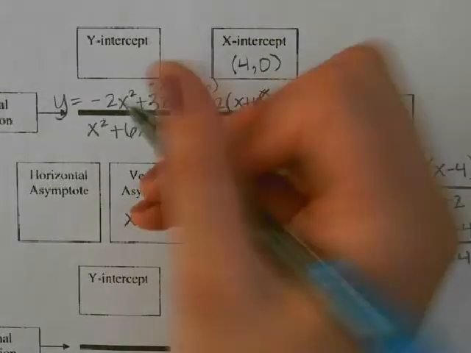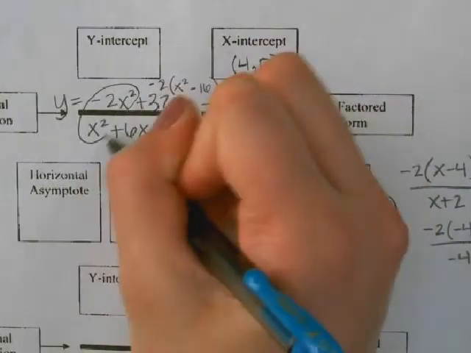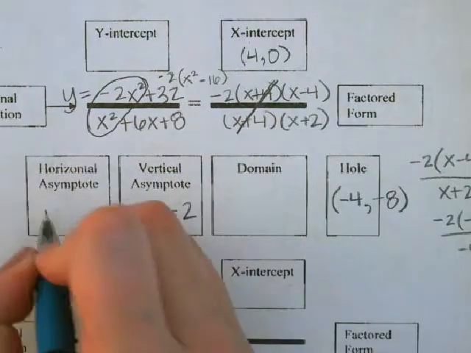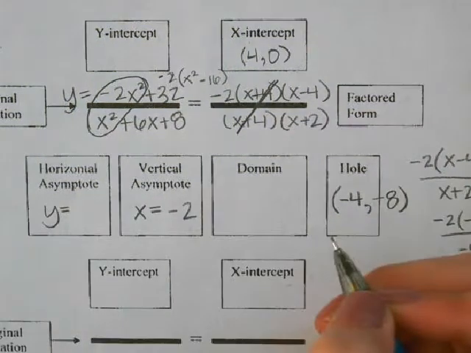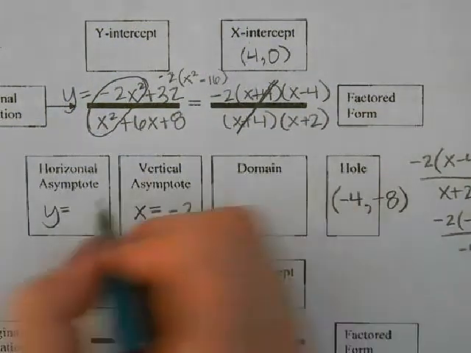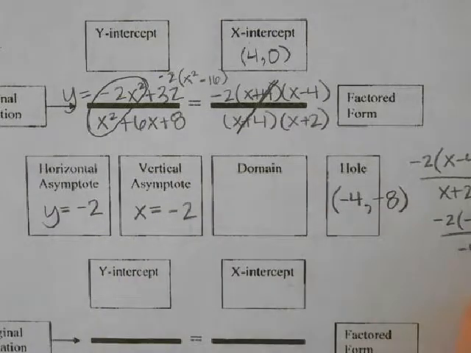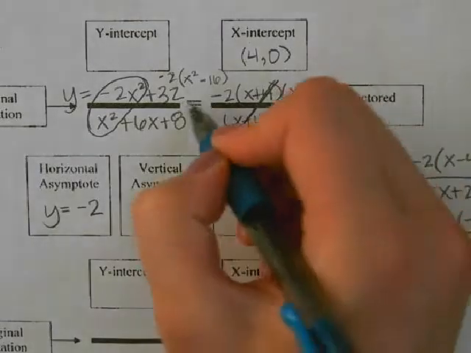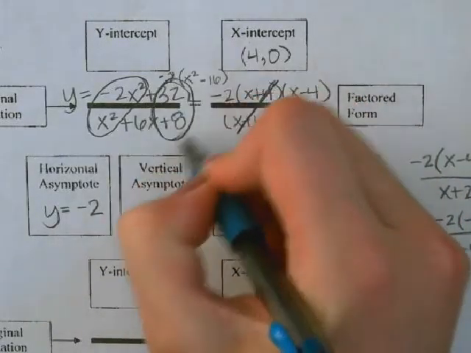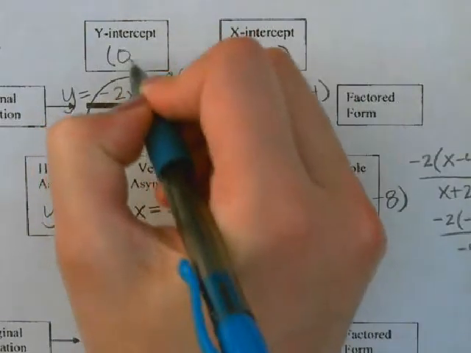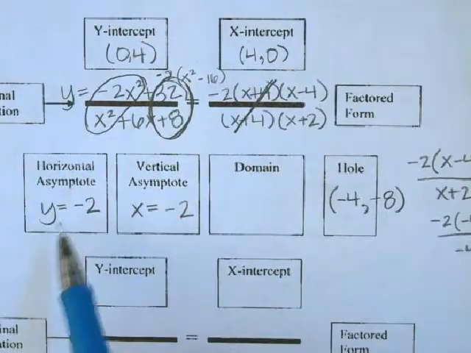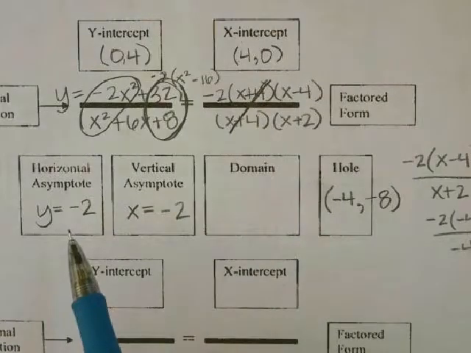There's a horizontal asymptote at y equals negative 2. There's a y-intercept at 4. 32 divided by 8 is 4. Is there an SA and an OA? If there's a horizontal asymptote, there's not an SA and OA. There's either one or the other.